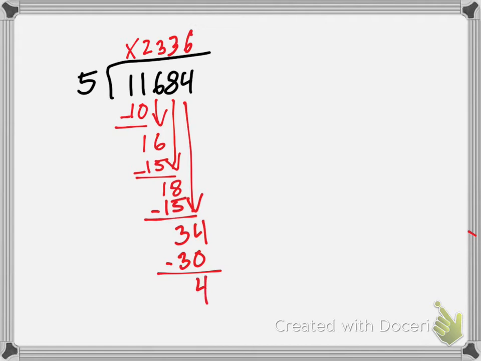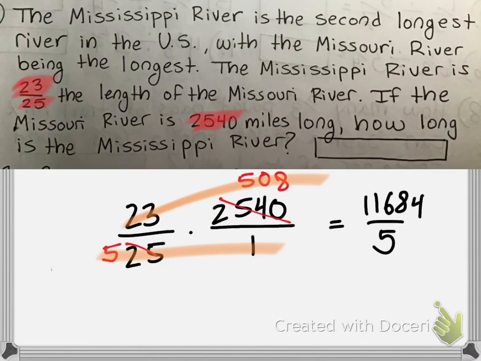This is the only time in math that I allow us to do remainders, is simply when we're doing fractions. So when we're doing fractions, I am now getting 2,336 and 4/5. Thumbs up. Do we all see how that happened? Yeah. Great job, you guys. 2,336 and 4/5.